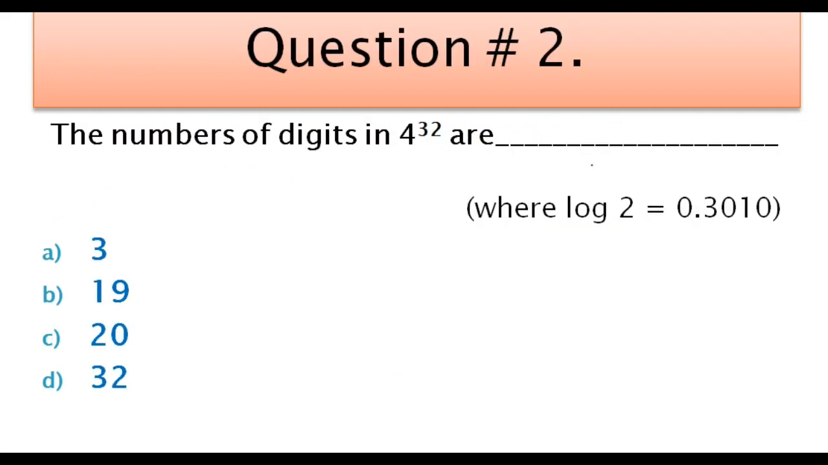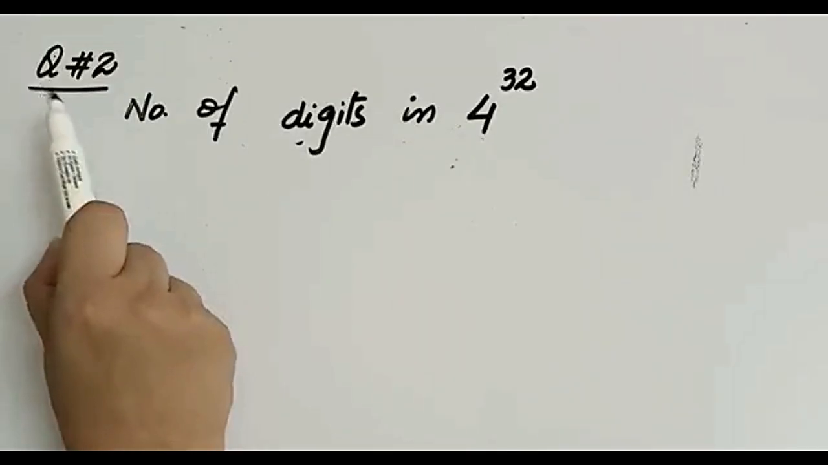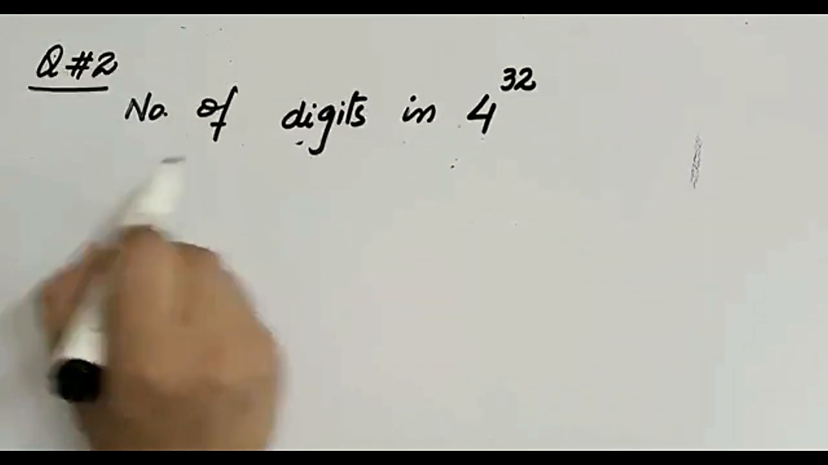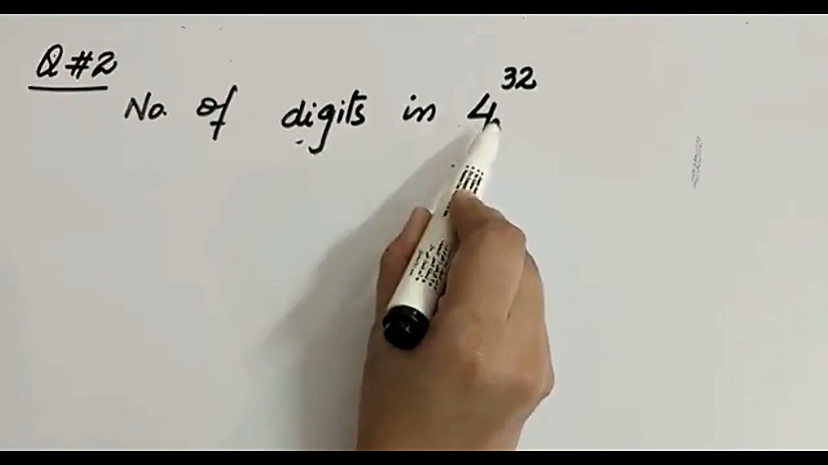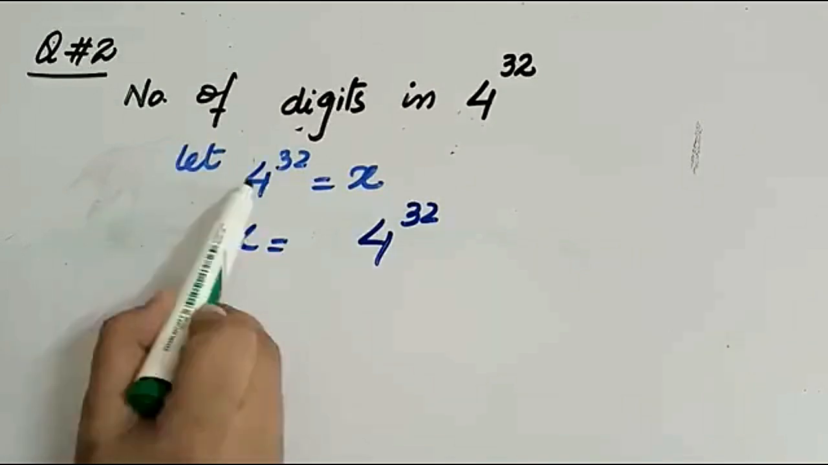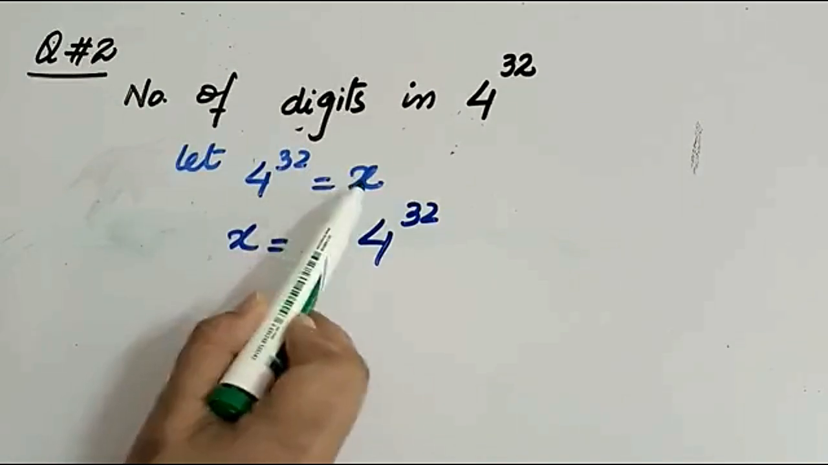In question number 2, the number of digits in 4 raised to the power 32 are what? You have to solve this question within 2 to 3 steps. So let's solve this question. Now focus on question number 2. Here in this question we need to find out the number of digits in 4 raised to the power 32. First let us consider 4 raised to the power 32 is equal to x.